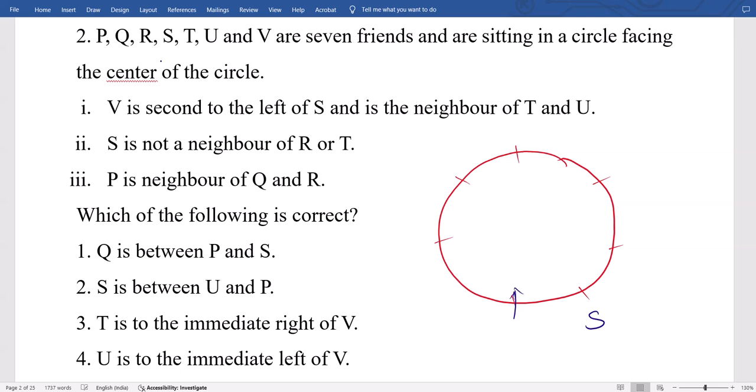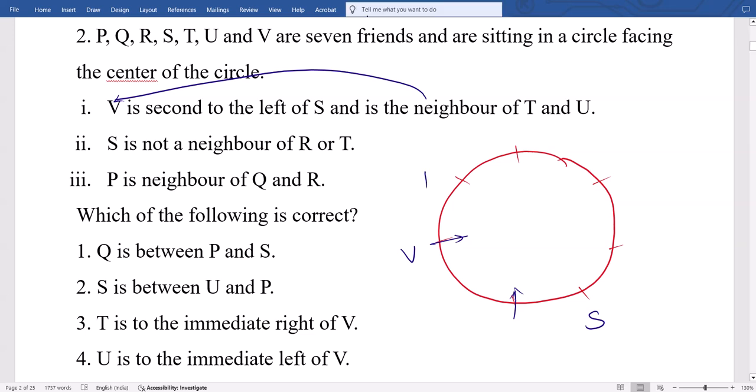Okay. V is second to the left of S. So V will be here. And this is related to V only. V is neighbor of T and U. Whether T here, U here, we have a doubt. They mention S is not neighbor of R or T, so T cannot come here, T must be here. Next one, S is not neighbor of T, so T will be here, U will be here. And P is neighbor of Q and R, and they clearly mention S is not neighbor of R, so R cannot come here, R must be here, and Q must be here. This is the entire arrangement.